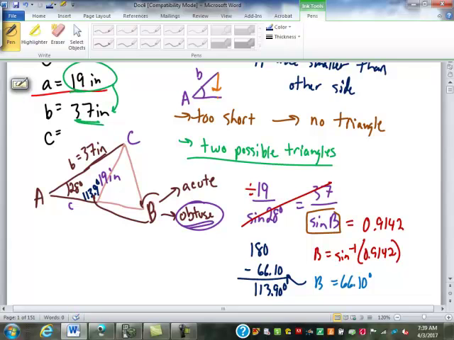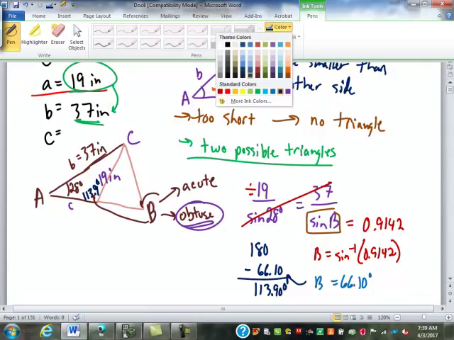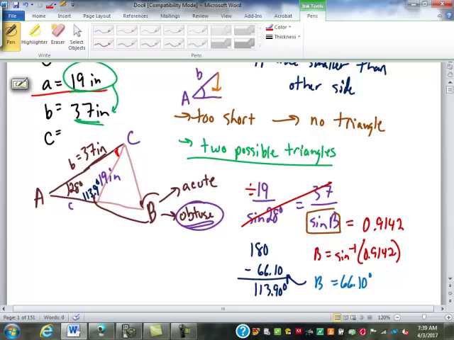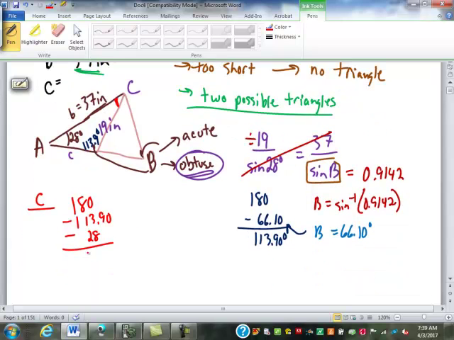So with that being 113.90, angle C up here can then be found by doing 180 minus the 113.90 minus the 28, which is going to give us 38.10 degrees.